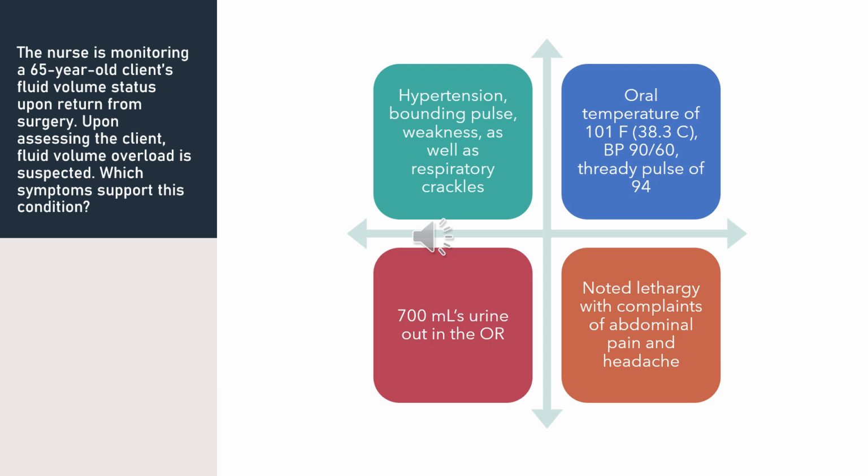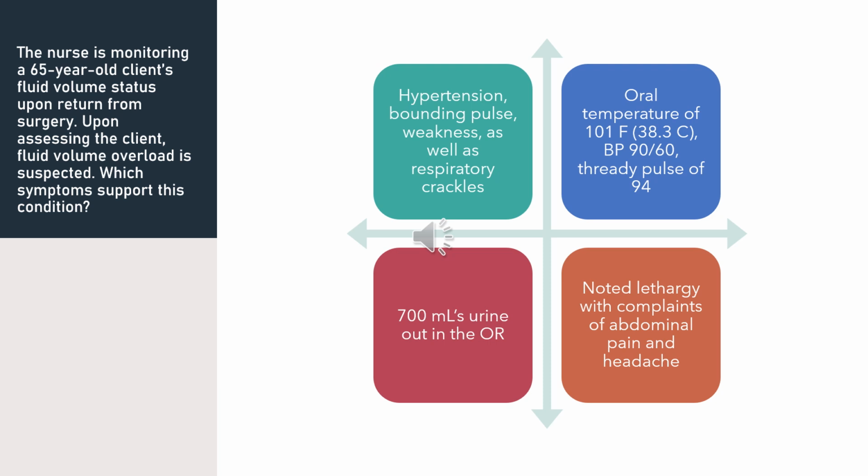So with fluid volume excess, so this person, they're monitoring their fluid volume and assessing the client, fluid volume overload is suspected. So if fluid volume overload is suspected, you know that the blood pressure will be increased. And so the one that shows us that is the first one, hypertension, bounding pulse, weakness, as well as respiratory crackles. So if I have fluid volume overload and then I have fluid in the lungs, that can also cause me to have respiratory crackles.